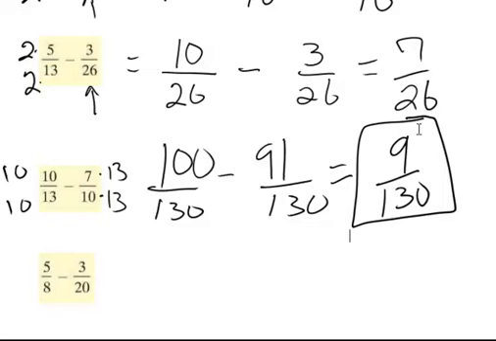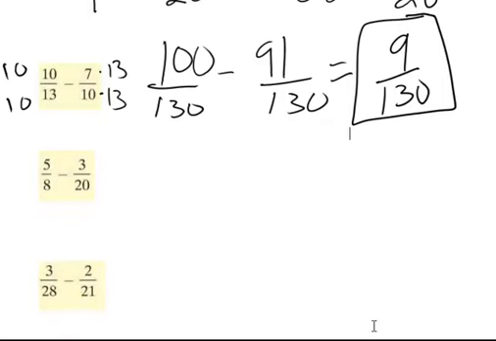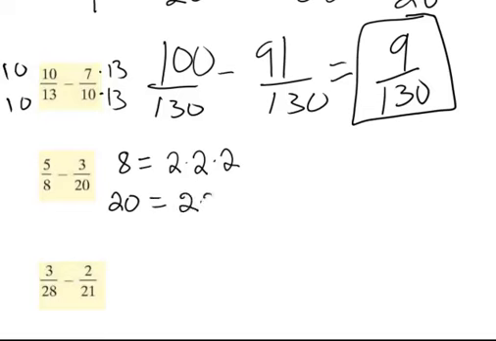All right, so for the next problem I have here, again, I'm going to use my rule of finding the prime factorization. So the first thing I'm going to do is break down my number 8. 8 is 2 times 2 times 2. Now 20 is 2 times 2 times 5.